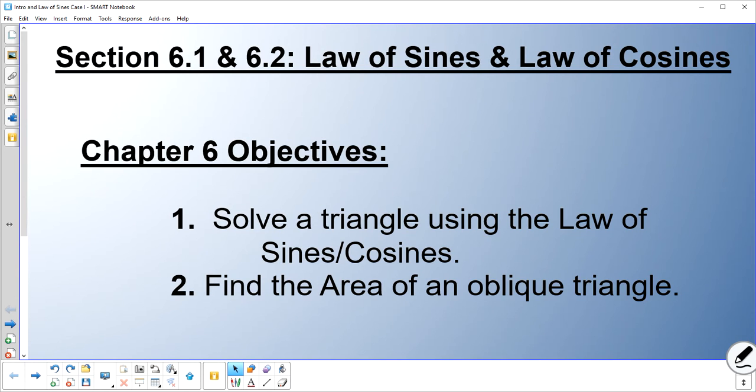Alright, pre-calc. So chapter 6 is our next chapter. That's going to be all about law of sines and cosines, and then also we're going to talk about how to find the area of an oblique triangle. This first video today is going to be all about law of sines, in particular case 1.